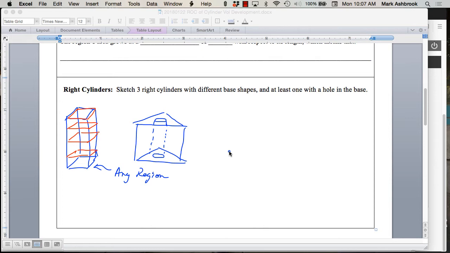There's another example. So you're going to just draw 3 of these, just for practice. And one of them should have something with a hole in it, okay? So any shape you want, just as long as it stays that shape through the length of it, or the height.